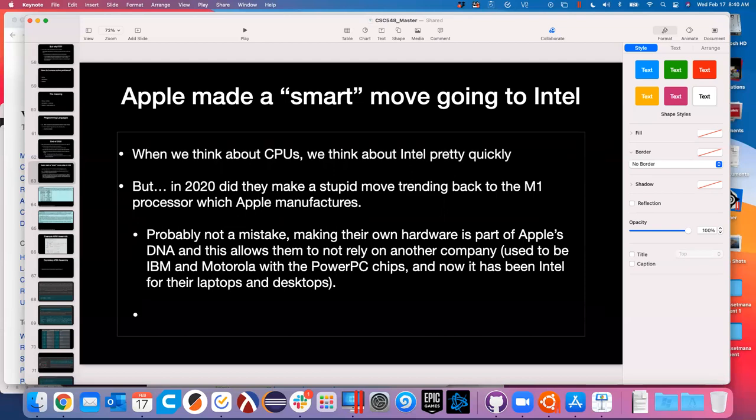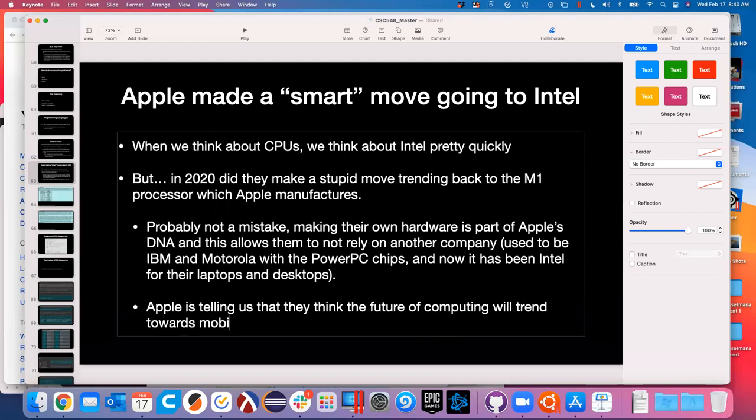So Apple is telling us that they think the future of computing will trend towards mobile and away from desktop. Now, you don't need to be a rocket scientist to see this, right? We've been living that for years and years. The desktop hasn't gone away.